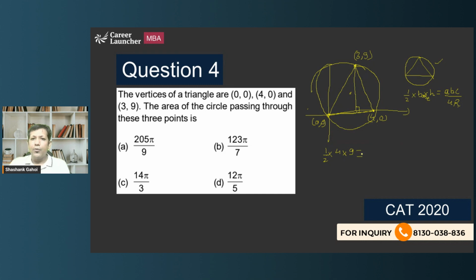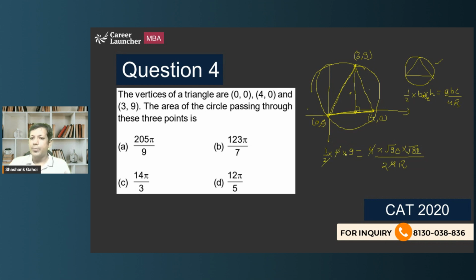Okay. Now what is this length? That is going to be 4. I need all 3 lengths. What is this length? That is going to be square root of 3 square plus 9 square. So that is going to be root 90. Okay. Now this is 3, this is 1, and this is 9. So what is this length? Root of 1 square plus 9 square, that is going to be root 82. Okay. Upon 4R. Sorry, it should be root 82. Upon 4R. 4 cancels out. This is 2.